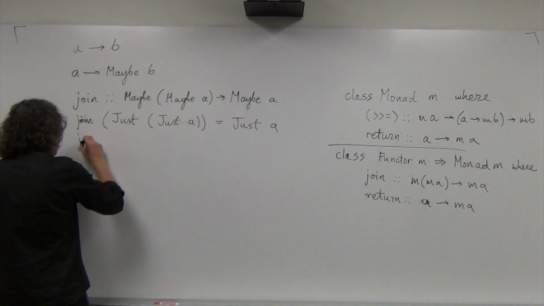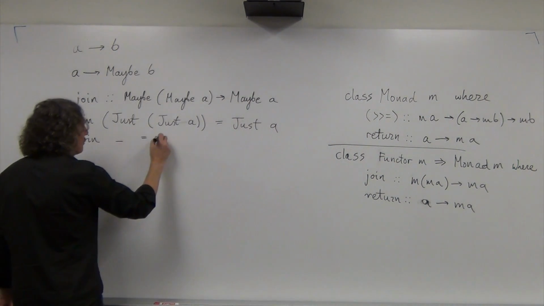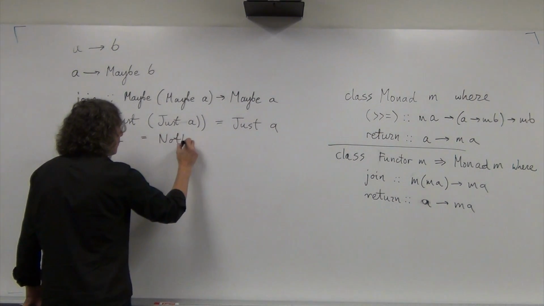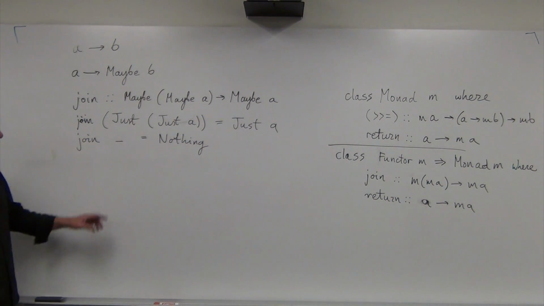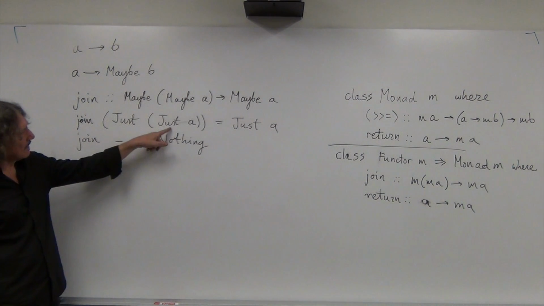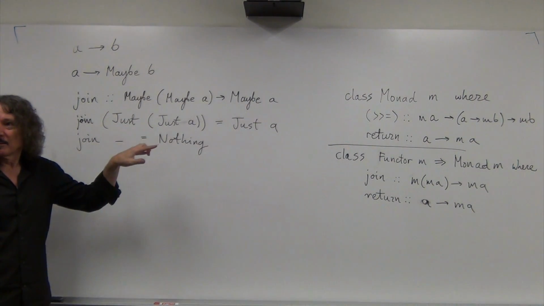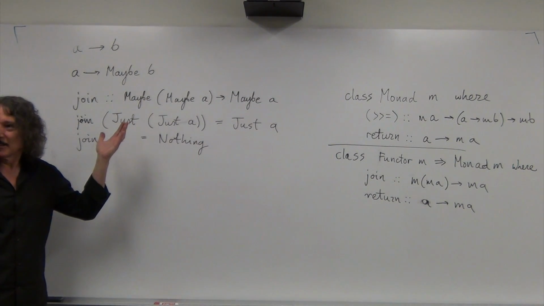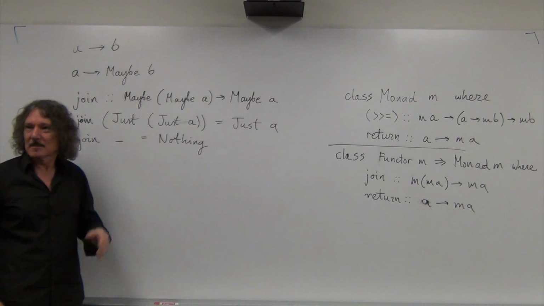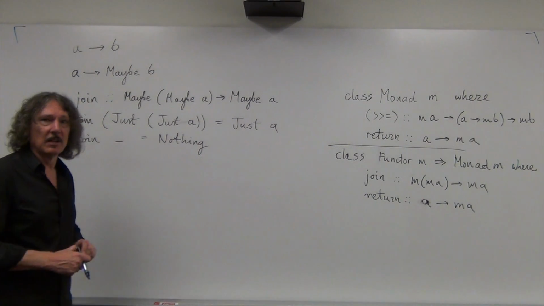For anything else, return nothing. Because anything else means that either this is nothing, or this is nothing, or both are nothing. In all these cases, there is nothing to return, really, right? I mean, the value is lost. And this is fine. This is a good definition of join.